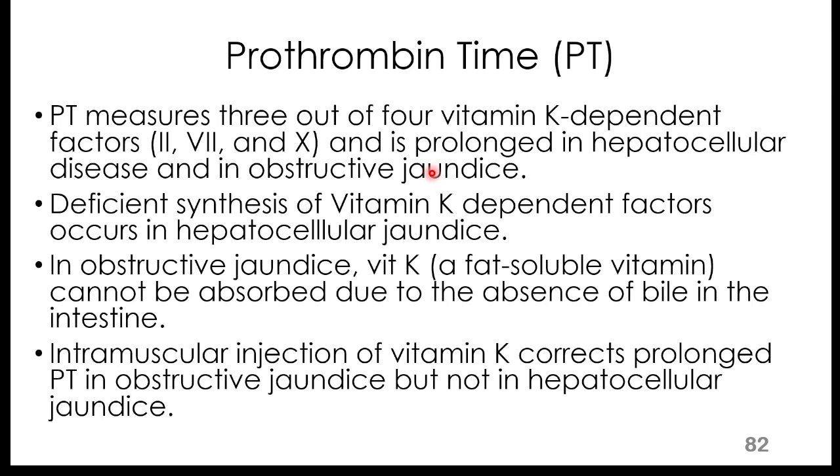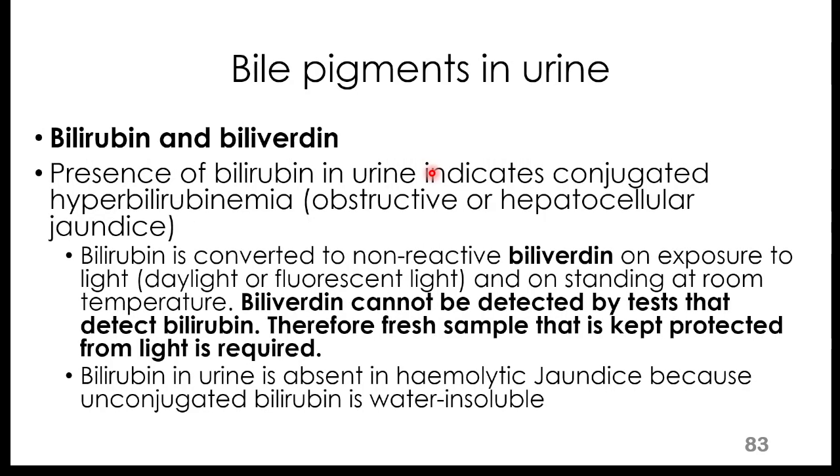Now, prothrombin time is also a test. We know that the blood clotting proteins, most of them are produced in the liver. So if there's an issue with the liver that might cause jaundice, the pathology might also affect production of blood clotting factors, and prothrombin time might be prolonged.